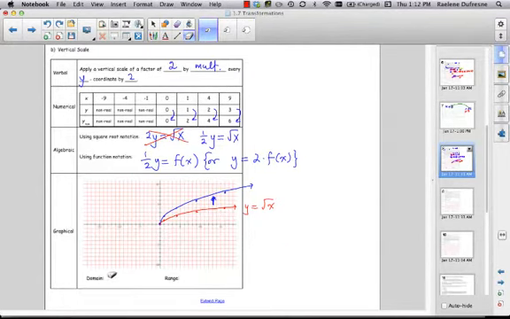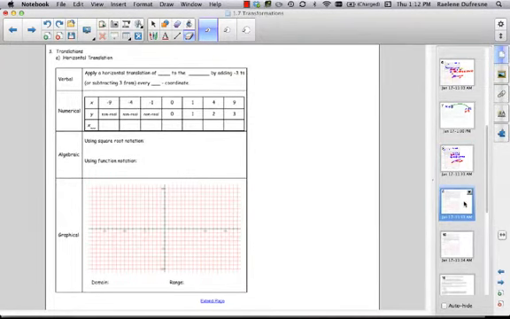Now you may notice that I've been forgetting to put in the domain and range each time. Please do complete that in the handout, and in the completed lecture notes I will go back and fill it in. Okay, let's move on and try the last of the 3 transformations.